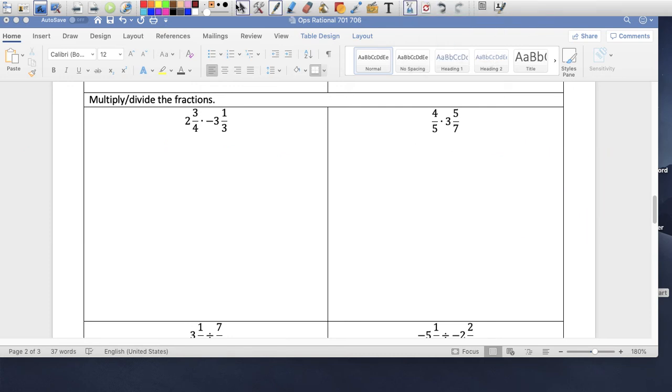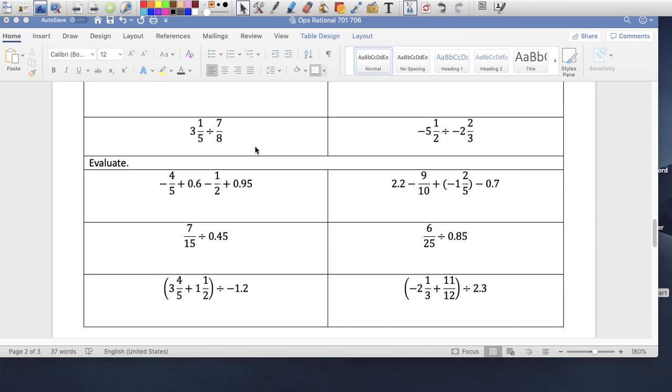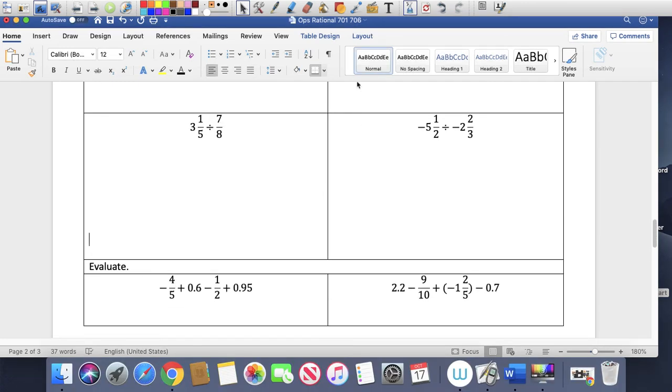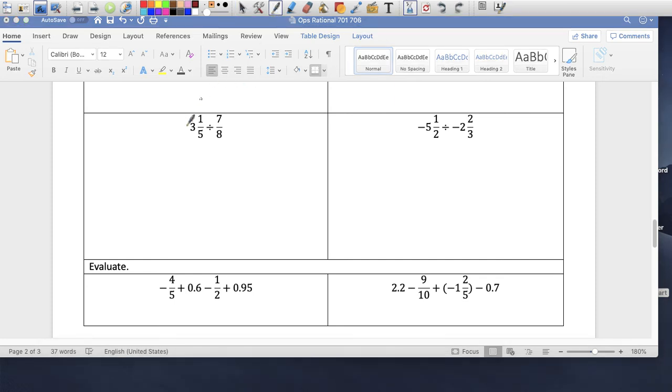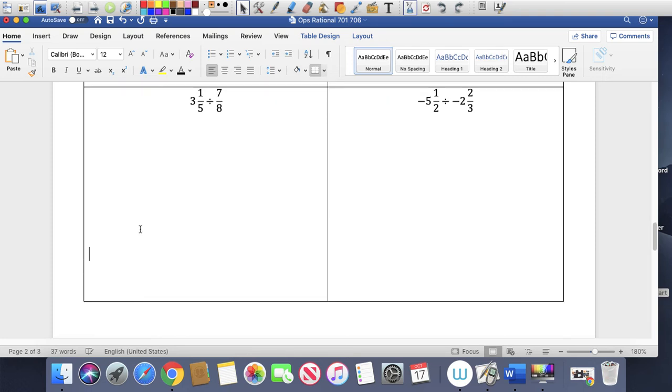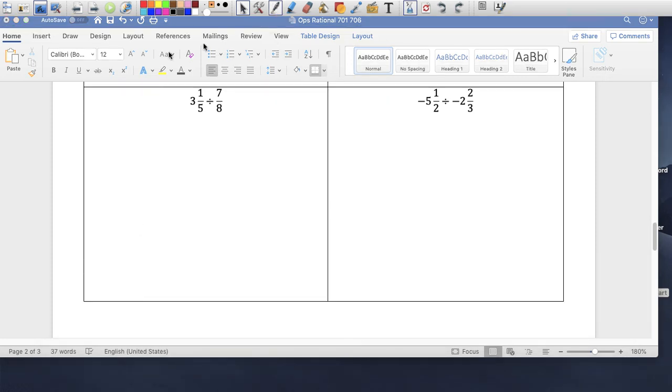So either this or this is just fine. It depends on the multiple choice, it depends on the instruction of the question. It's kind of repetitive over here, but this is division actually, so sorry. We want to change this to multiplication, but before we do that, let's make sure we change our mixed numbers to improper fractions. So we're going to get that this is 16 over 5 divided by 7 over 8. Now I can switch them: 16 over 5 times 8 over 7.